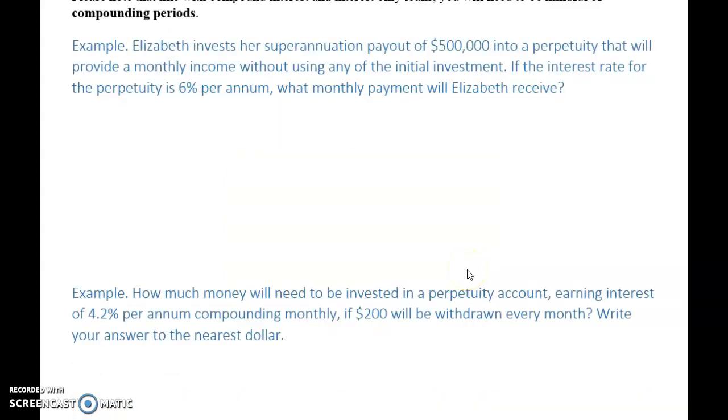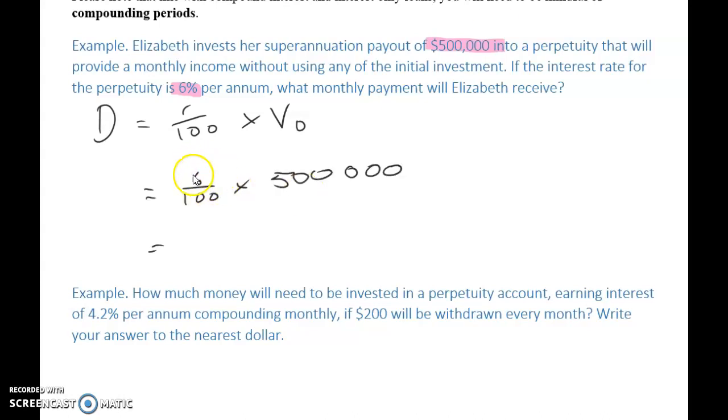So the first example is Elizabeth. She invests a superannuation payout of $500,000 into a perpetuity that will provide a monthly income without using any of the initial investment. The interest rate is 6%. What monthly payment will Elizabeth receive? So we're using the equation as it appears above. So we need R, which is 6%, and we need V0, which is the 500,000.